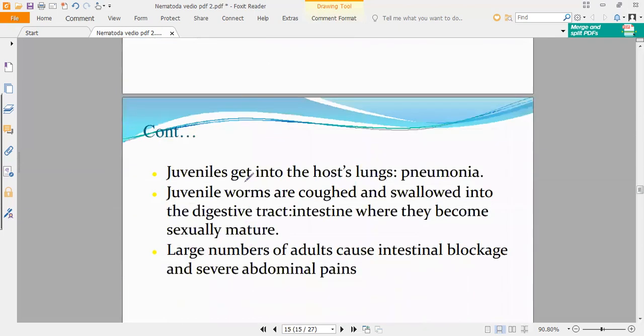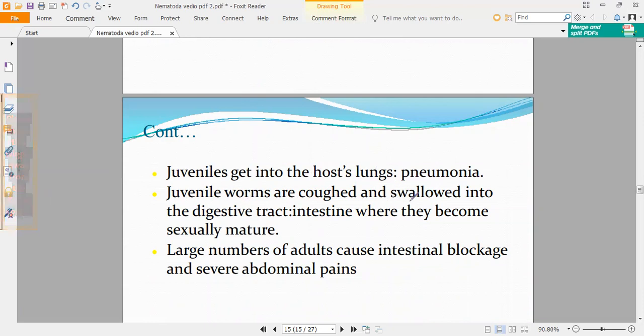So the juvenile gets into the host's lung. Juvenile goes to the lung. You see how very dangerous it is: not only the intestine, but Ascaris lumbricoides also infects the lung. Due to this reason, it is the cause of what? Pneumonia. It is the cause of pneumonia.